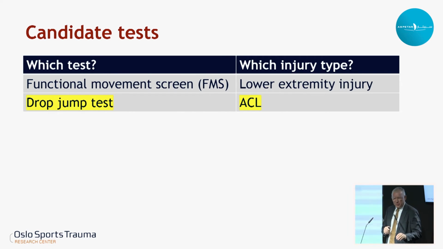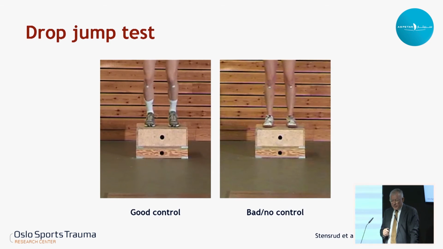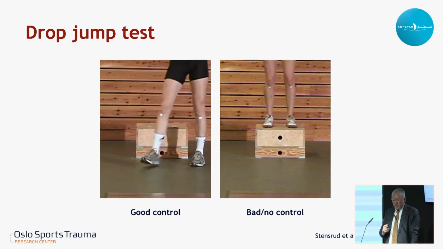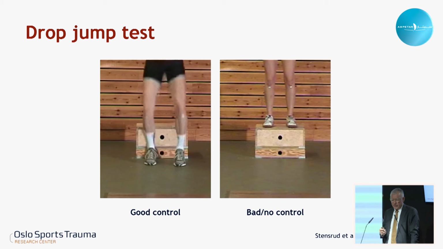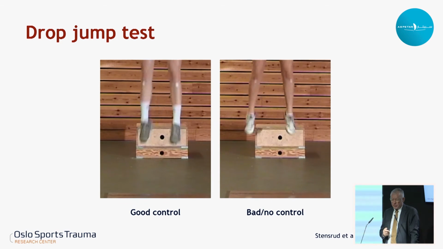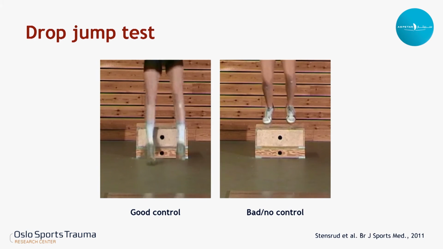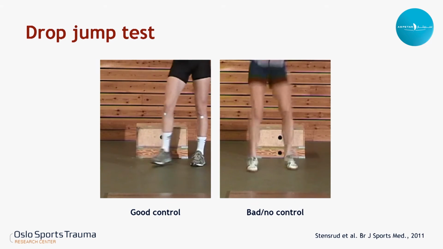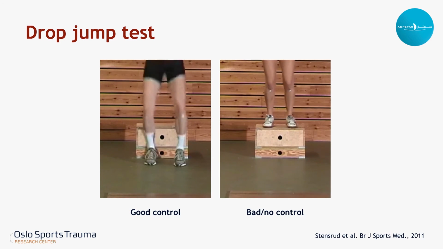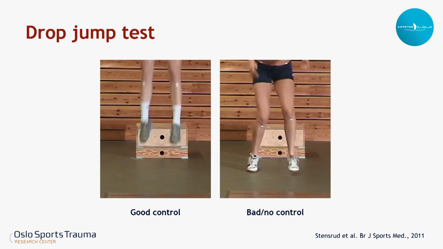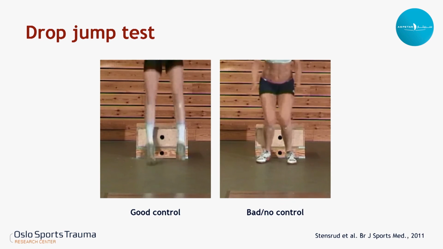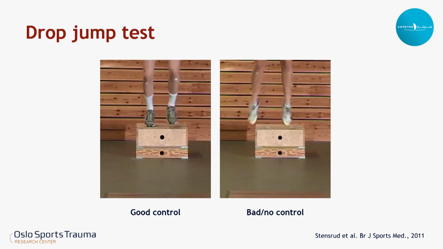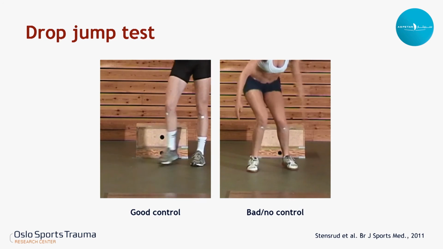So what about the drop jump test? Well, these videos here are from a long time ago when we started working in this field, because we thought it would be a really good idea to just look at how athletes are jumping, and you can really see how the girl on the left has great control while the girl on the right is falling into a valgus position, the one that we think is the risk position for an ACL injury.